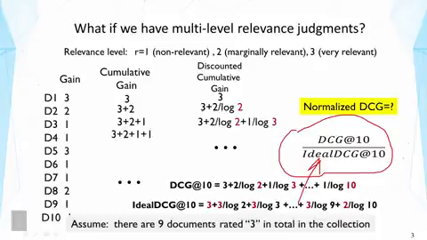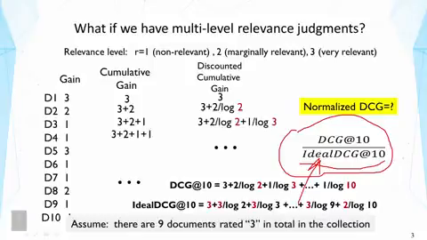Now, what if we don't do that? Well, you can see this normalization doesn't really affect the relative comparison of systems for just one topic, because this ideal DCG is the same for all the systems. So the ranking of systems based only on DCG would be exactly the same as if you rank them based on the normalized DCG. The difference, however, is when we have multiple topics.